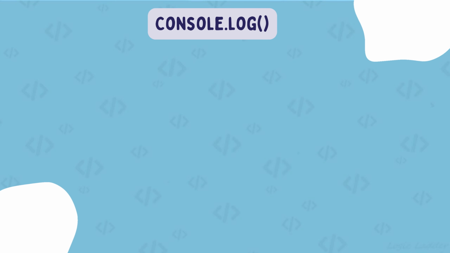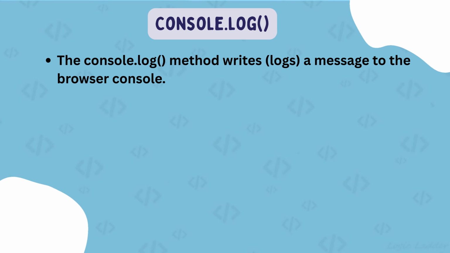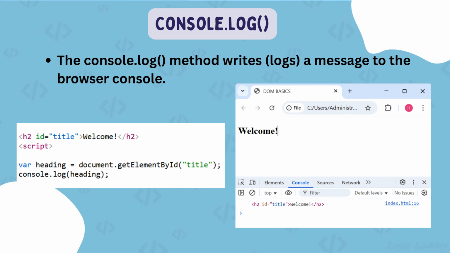At the end of this lesson, I also wanted to introduce a very helpful JavaScript function, that is the console.log method. The console.log method is like a secret notebook inside your browser. It shows you what's happening in your code. Here, when we log the heading, the console will display that element in the console of your browser. It is very helpful for testing the JavaScript code.